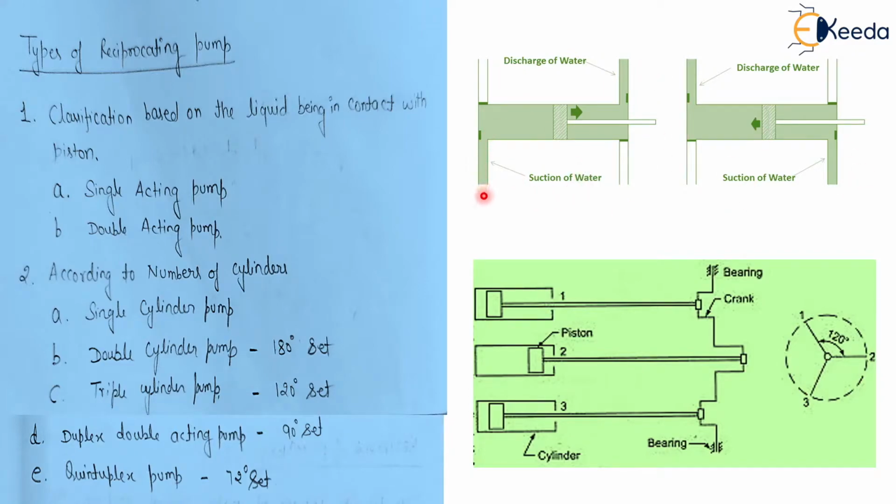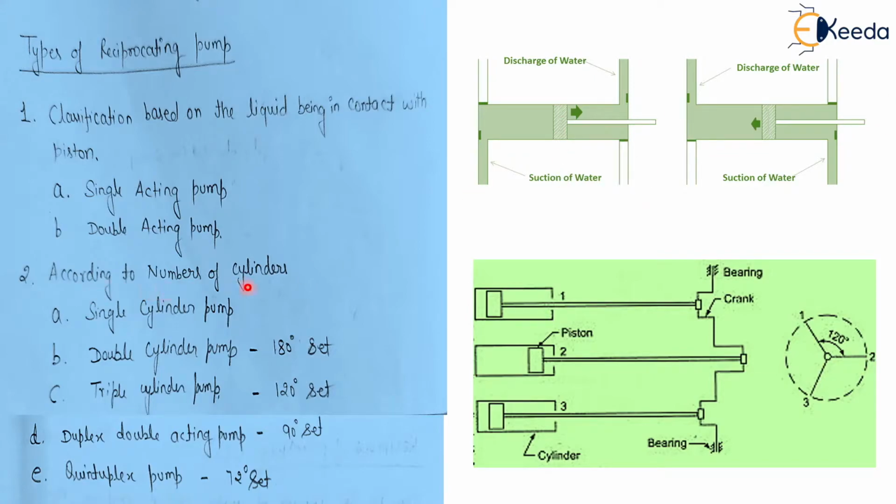You see here, one suction, second suction, and there are two deliveries. This one is the delivery and this one is the delivery. That means if the piston is taking suction from this end, then there is a delivery from this end. And if the piston is moving at this point like this, then suction will be here and delivery will be here. So these two are the delivery pipes and these two are the suction pipes. So this is a double acting pump.